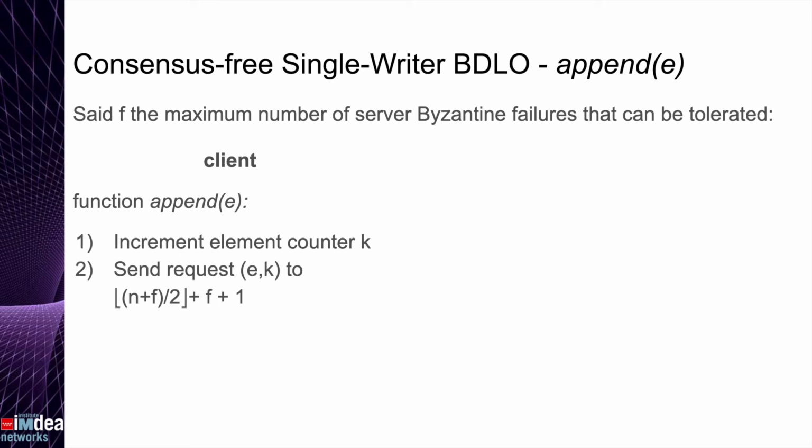The request is sent to floor of (n plus f) divided by 2, plus f plus 1 servers. This is a constraint put by the server algorithm. We will see why. The client waits for f plus 1 acknowledgements in order to be sure that at least a correct server successfully processed the request and the element will be eventually included inside the data structure.